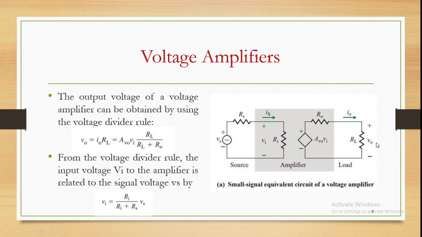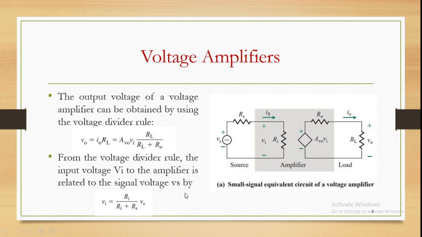We can say V0 equals I0 into RL. I0 is the current flowing in this circuit, in the loop. So how are we going to calculate the current I0? According to Ohm's law, it is equal to V divided by R. What is the voltage source here? It is given by AV0 into Vi. So we have AV0 into Vi divided by the total resistance R0 plus RL. These are series resistances in the circuit, so the total resistance is RL plus R0. So finally, V0 is equal to AV0 Vi into RL divided by RL plus R0.